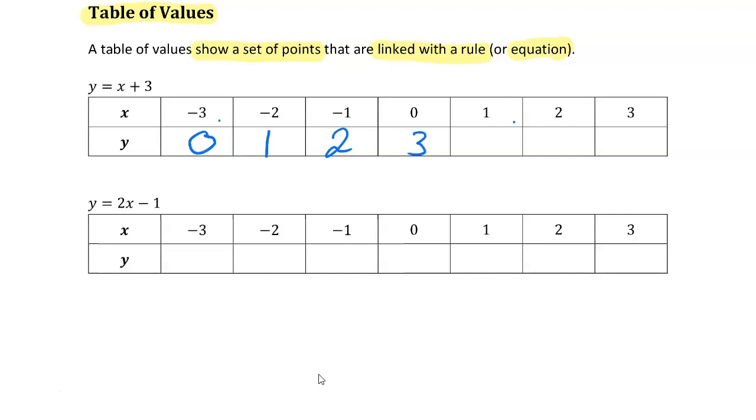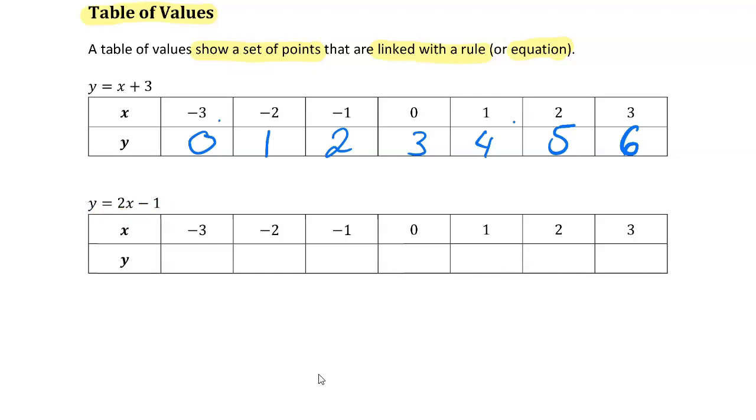Okay, x equals 1. So 1 plus 3 is 4. x equals 2. So I substitute it into here. So y equals 2 plus 3 is 5. And here, x equals 3, y equals 6. All right.